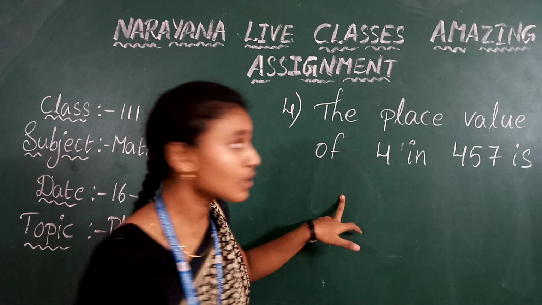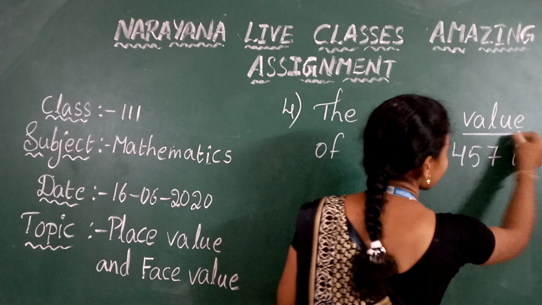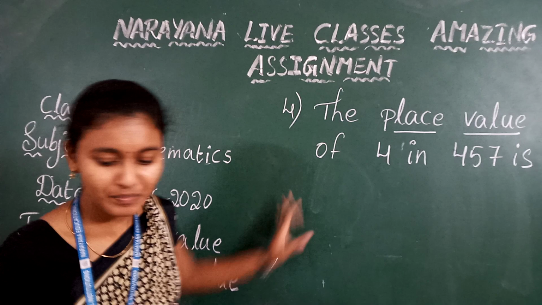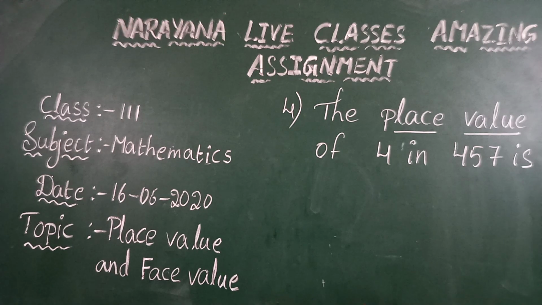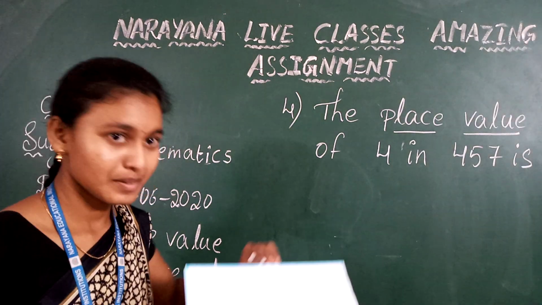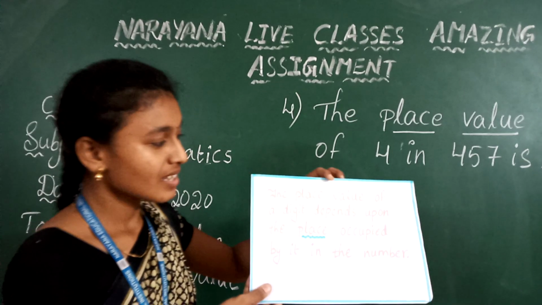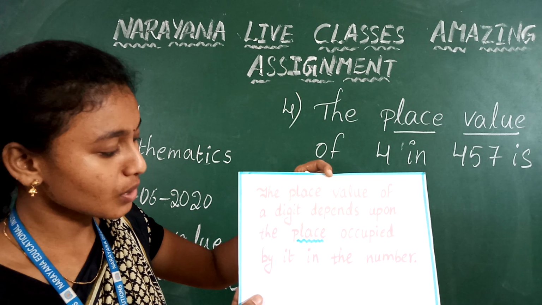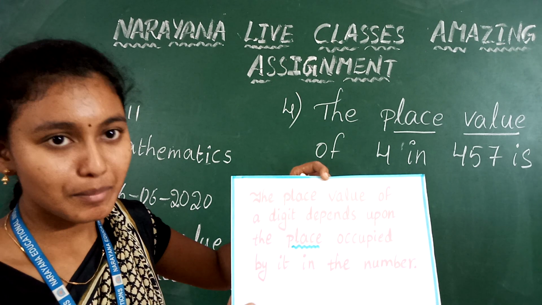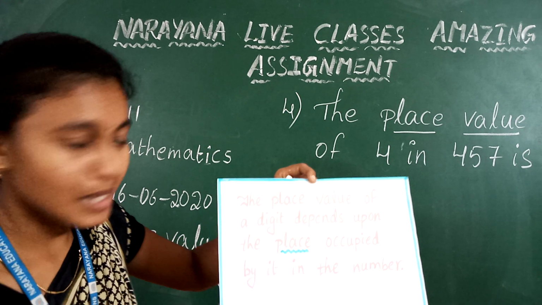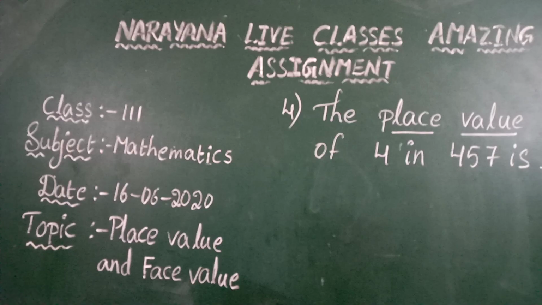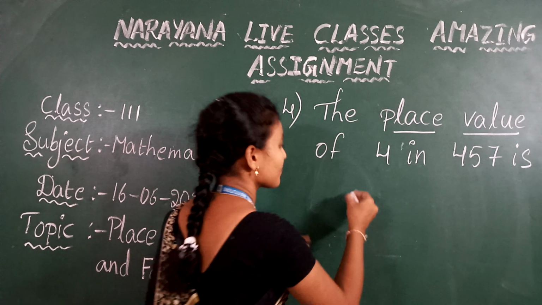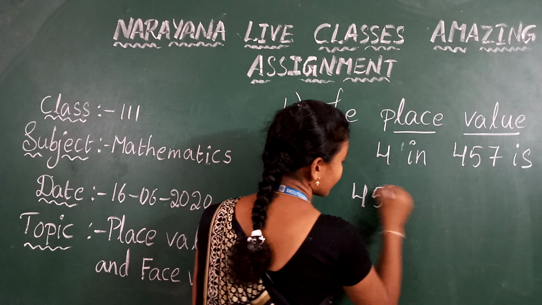Now we have to find out the place value. So what is a place value? Okay, I will tell you. The place value of a digit depends upon the place occupied by it in the number. This is the place value. So I will tell you in an easy way. 457, right? 457.